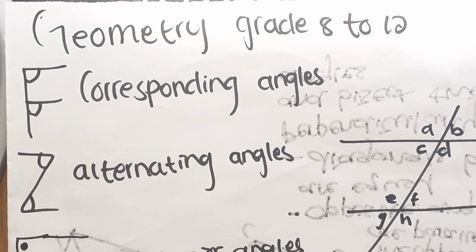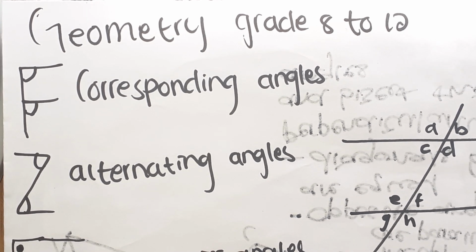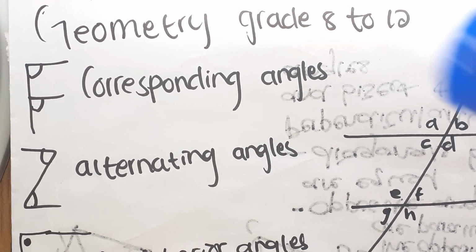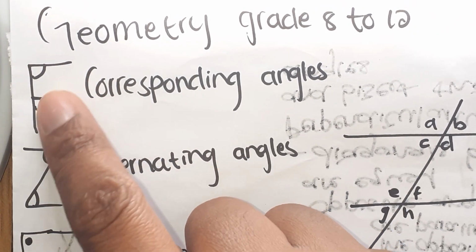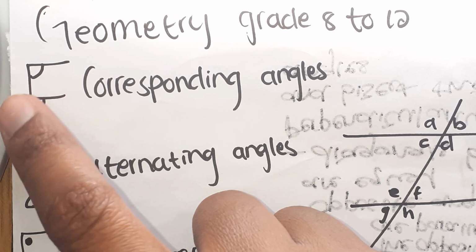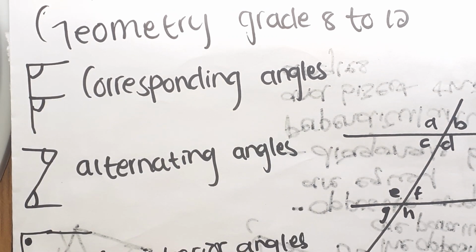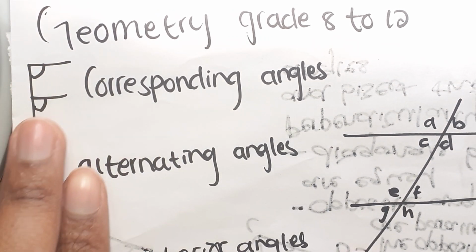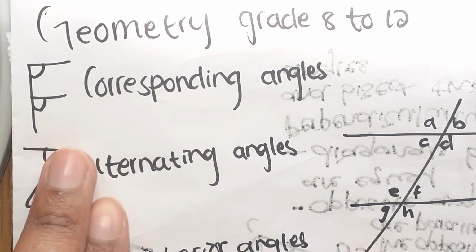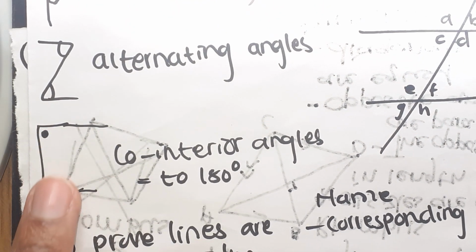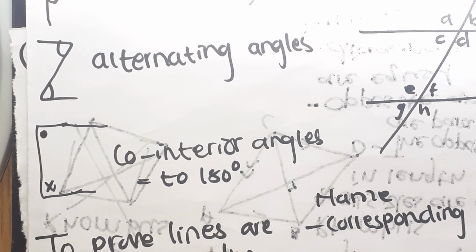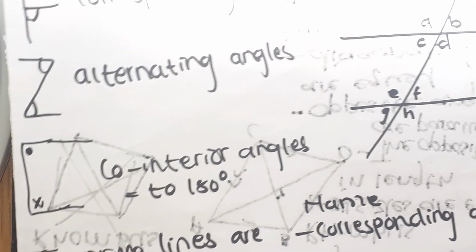So we have corresponding angles, alternating angles, and co-interior angles. Corresponding angles, these two angles are equal. This line is parallel to this line, and they form an F. For alternating angles, we see a Z. And for co-interior angles, when you add these angles together, they equal 180.